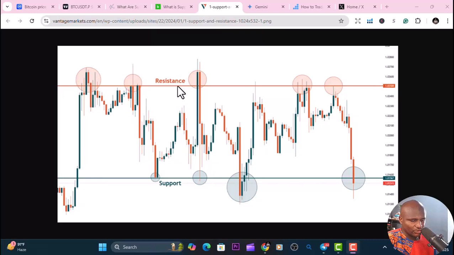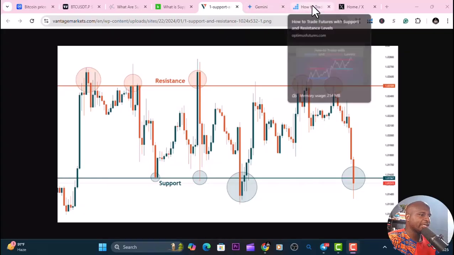Resistance, also, is a price level where selling pressure is strong enough to prevent the price from rising further. You can see anytime the price gets to this point, it drops down, right? Then it pulls back. At this point, it pulls back. You can see at this point too, the same happens. So you can draw the resistance lines. That's the resistance. It resists the price from moving forward, and price finds comfort here. And I'm going to show you another chart that will show you what support and resistance simply means.